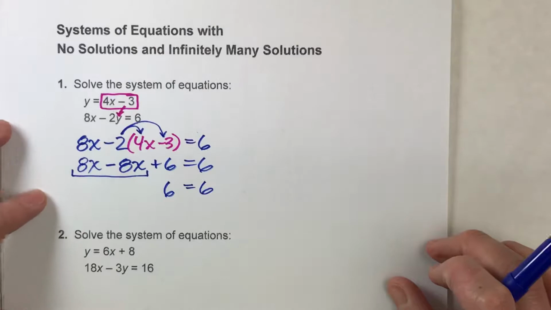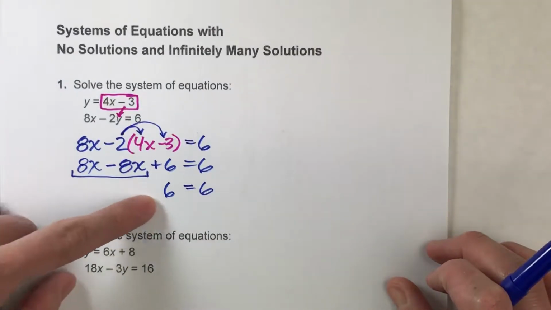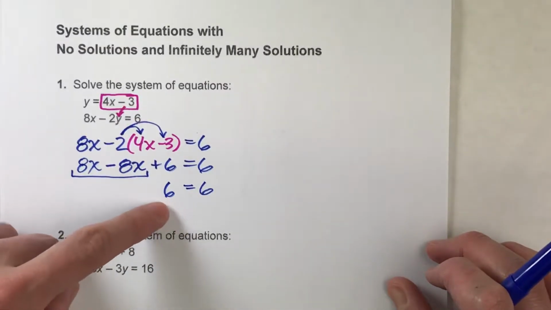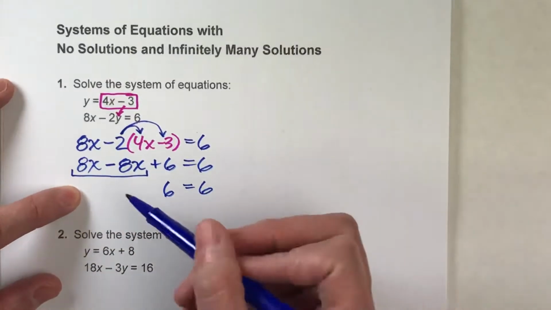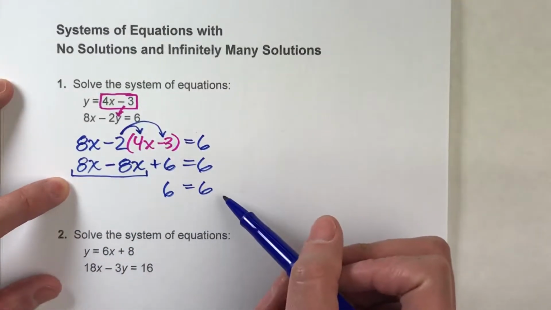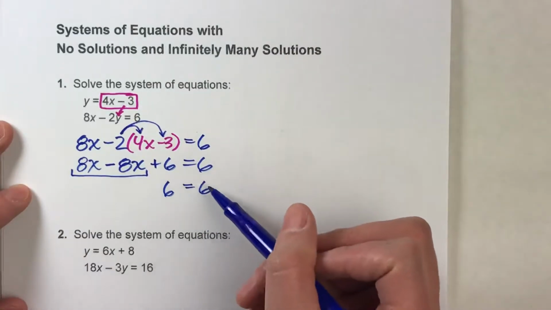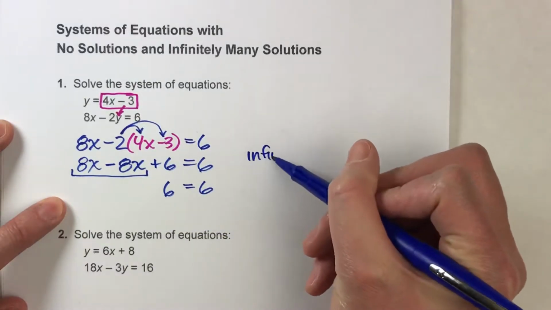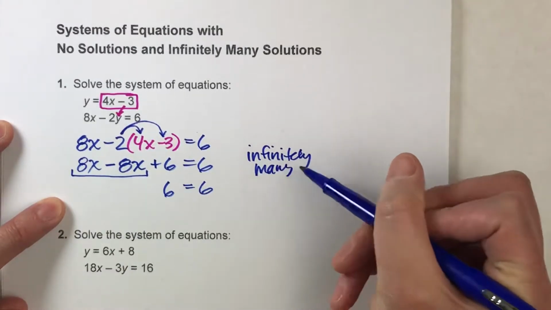And notice what happens. After simplifying that equation, I end up with an equation with no x's, but a statement that says 6 equals 6, which it does. So what does that tell me? Well, since there's no x's in here, and it comes up with a true statement, because 6 is always equal to 6, this tells me that there are infinitely many solutions.